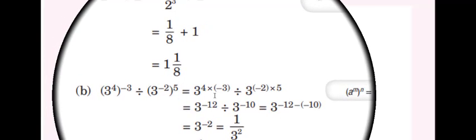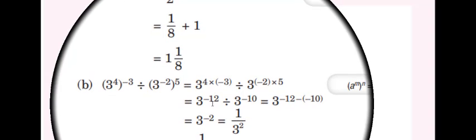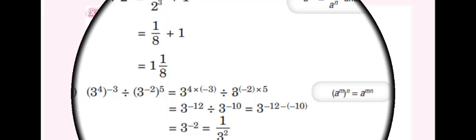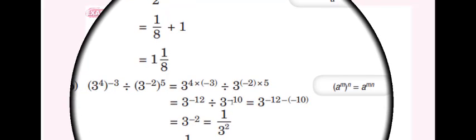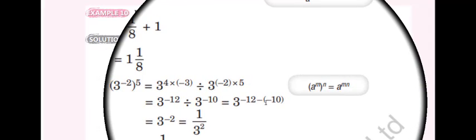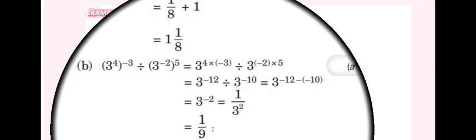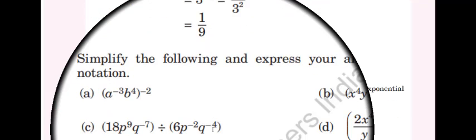Here in the B part, 3 raised to the power of 4 raised to the power of minus 3. Now the exponents are coming together, so they will multiply, and the result comes out to be minus 12. Same thing on the denominator side, again it comes out to be minus 10. Now we'll apply the law of exponents, since the division sign is there and we have negative exponents. Still we can apply the law of exponents. So the minus 10 will become plus 10, and the result comes out to be 3 raised to the power of minus 2, which equals 1 upon 3 squared, which is 1 upon 9.